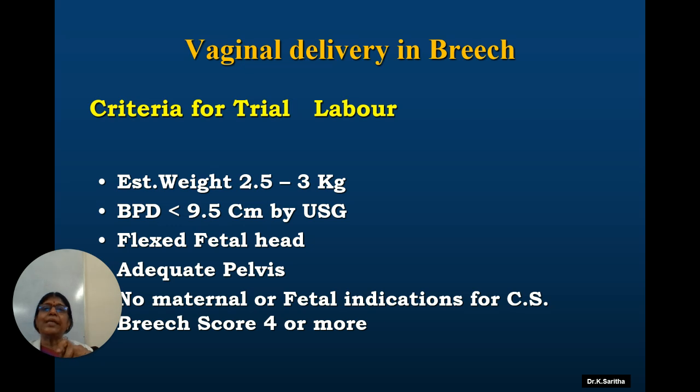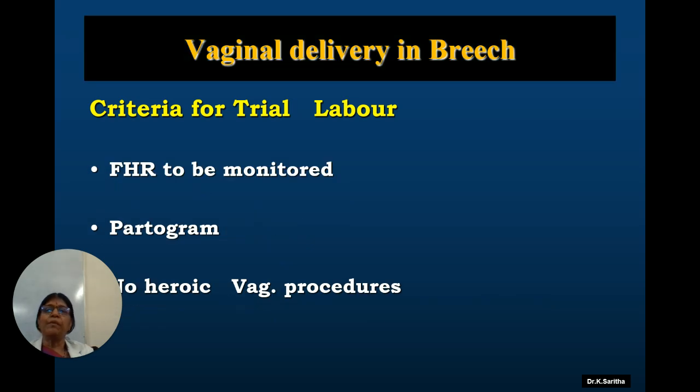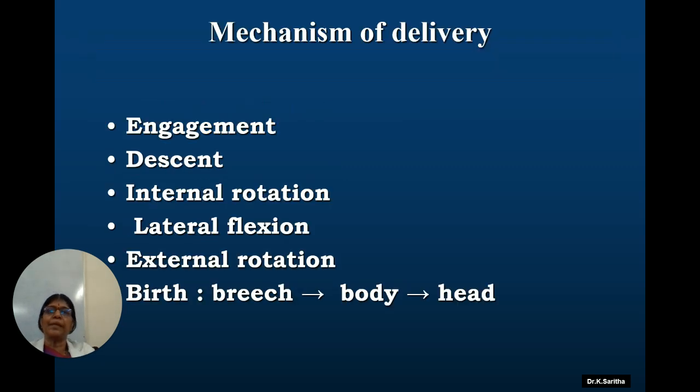Now, coming to the vaginal delivery in breech, what are the criteria for trial of labor? The criteria for trial of labor are an estimated weight of 2.5 to 3 kgs and BPD less than 9.5 centimeters by ultrasound, flexed fetal head, adequate pelvis, no maternal or fetal indication, and breech score of 4 or more by the Zatuchni-Andros score. Fetal heart to be monitored, a partogram to be done, and no heroic vaginal procedures are to be done.